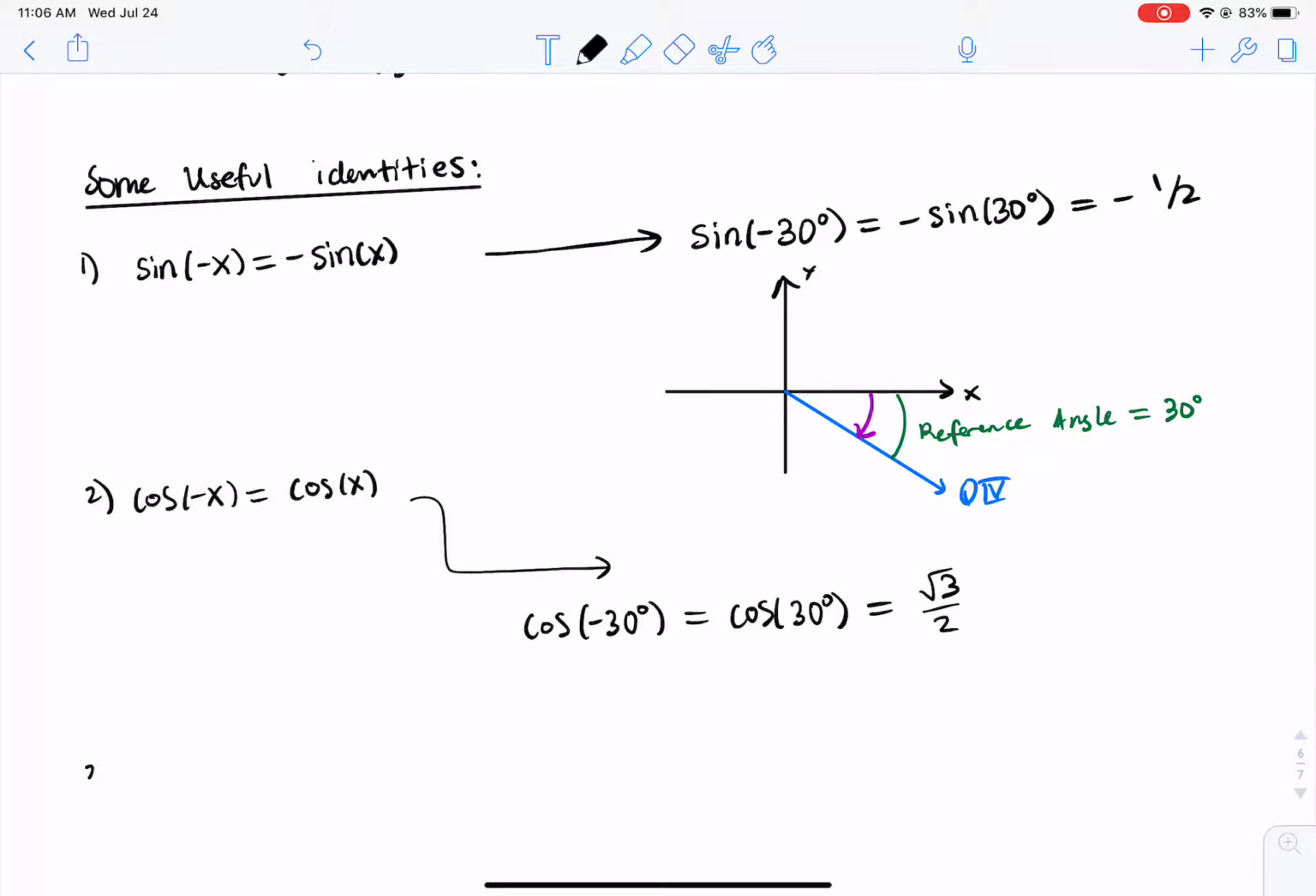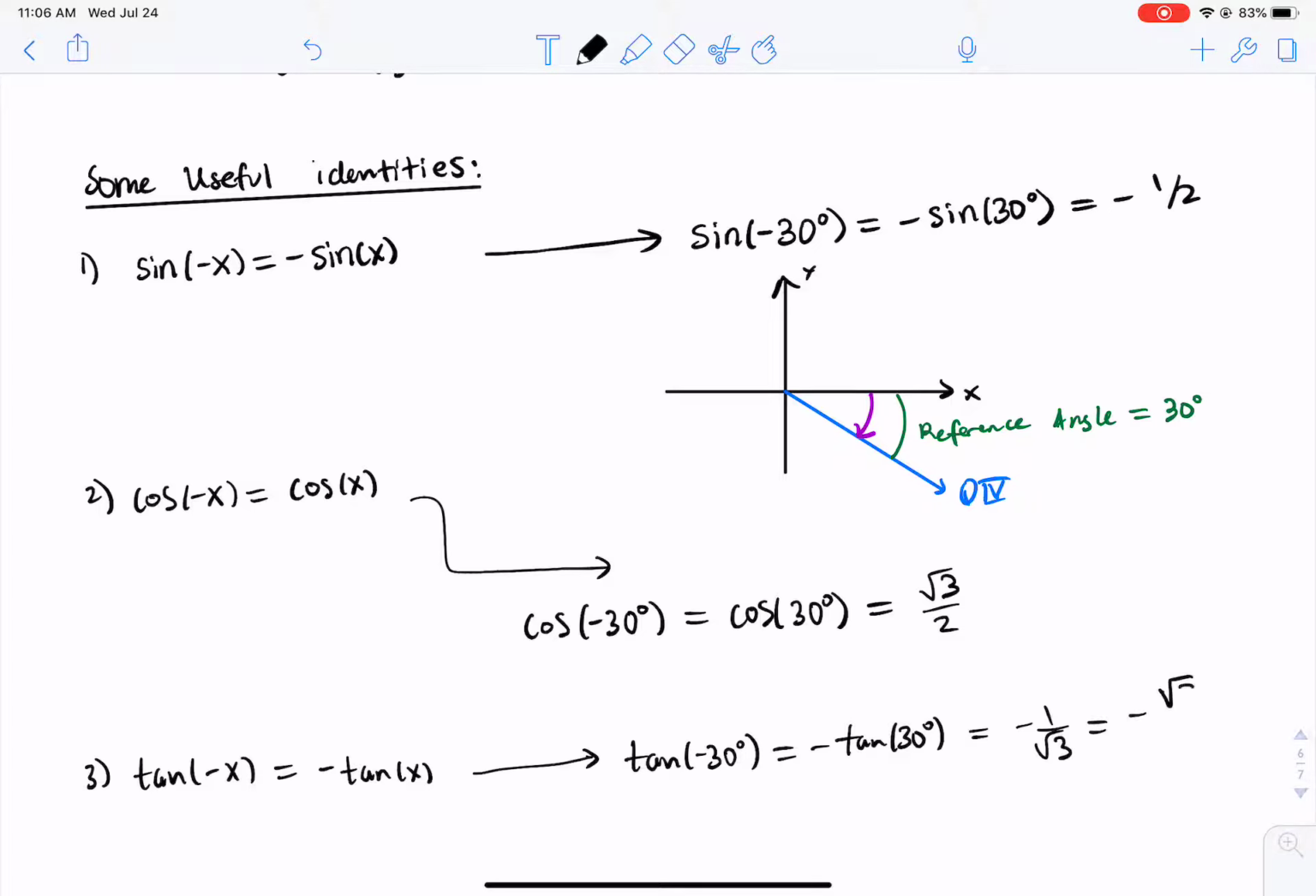Number 3, tangent of negative x will equal negative tangent of x. Again, this will be useful because if you're doing tangent of negative 30, this is going to be negative tangent of 30. And negative tangent of 30 will be just negative 1 over radical 3, or you can write it as negative radical 3 over 3. But again, if you remember the chart that I gave you for sine and cosine, you can still figure out that tangent of 30 is sine of 30 divided by cosine of 30. And you will see that you get negative 1 over radical 3 with the negative in front of this.